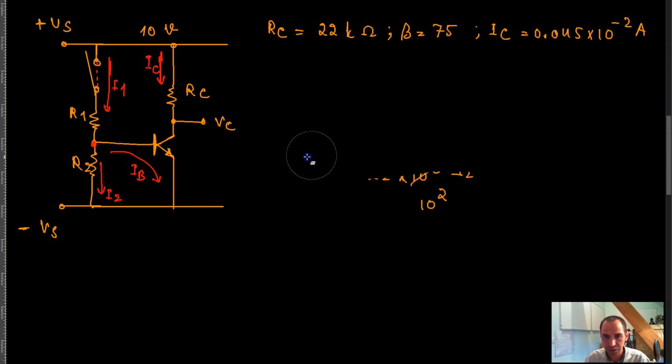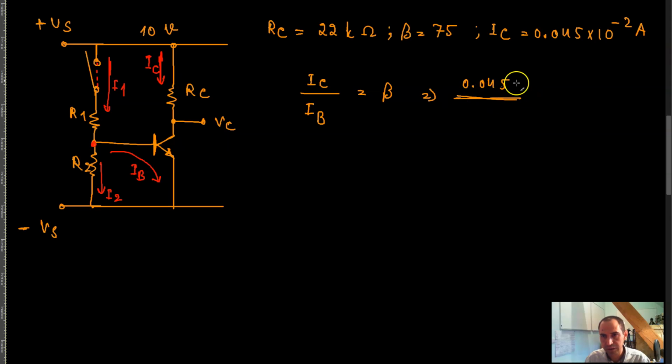We can calculate the base current. To calculate the base current, I_C over I_B is equal to beta. That means that I_C is 0.045 into 10 raised to the power negative 2 amps, divided by I_B, is equal to beta, which is equal to 75.